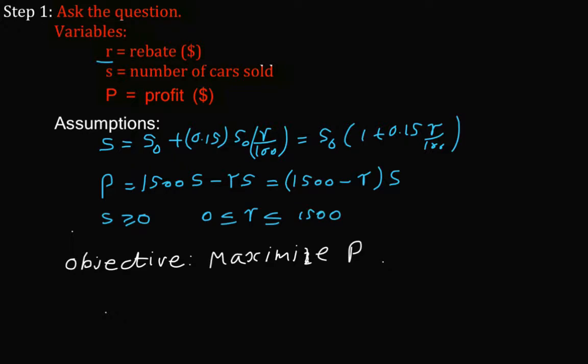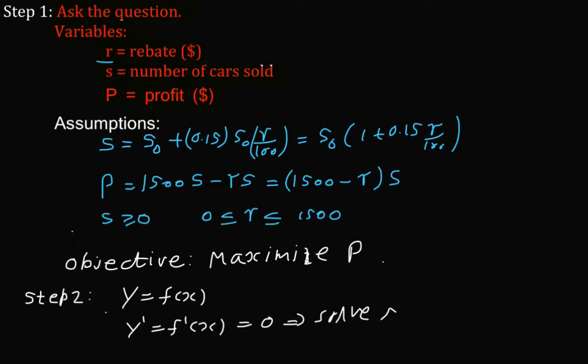Next, step 2. What is step 2? Select the modeling approach. The book says use the 5-step method and model as a one variable optimization problem. So y equals f of x. Then you can get a derivative and set it equal to 0, then solve for x. So that is step 2.